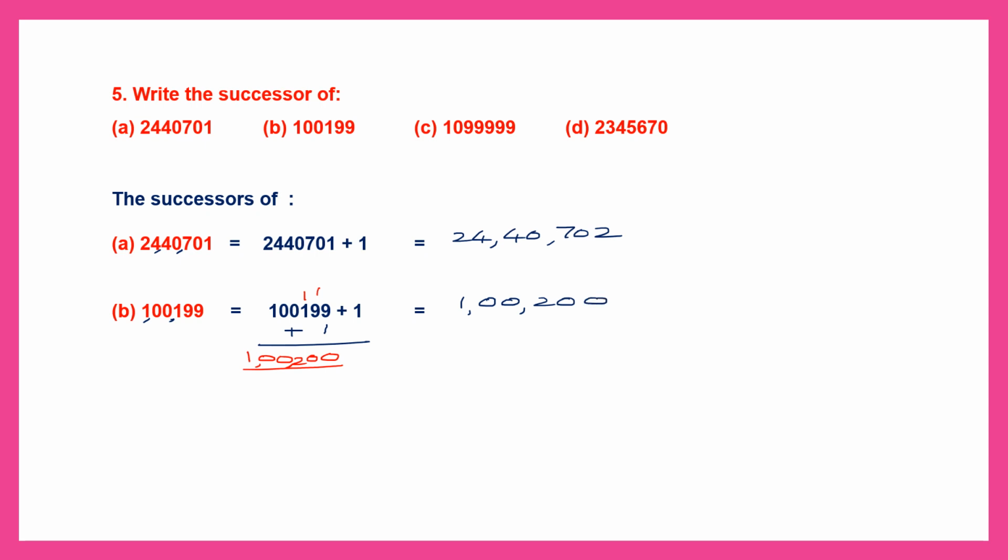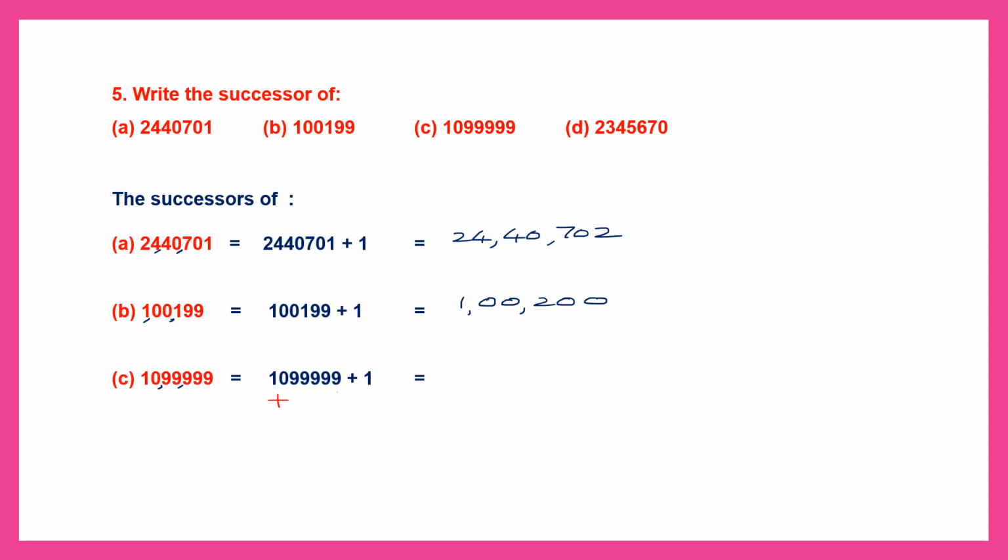This is the successor of 1,199,000. Next one. Here again we have a number. Let's place the commas to be able to read our numbers. This is 10,99,999. To find the answer, we add 1 to this number and we'll be able to get the successor. So let's add 1 here and see.